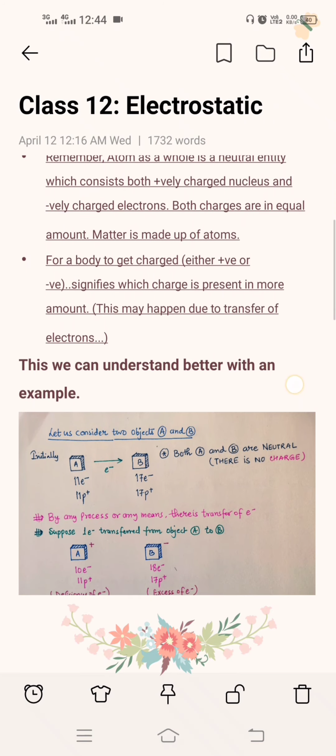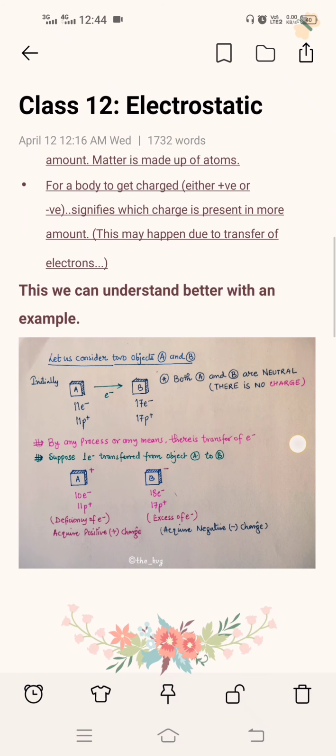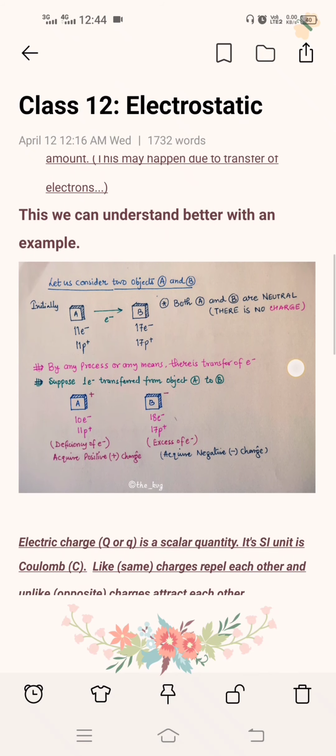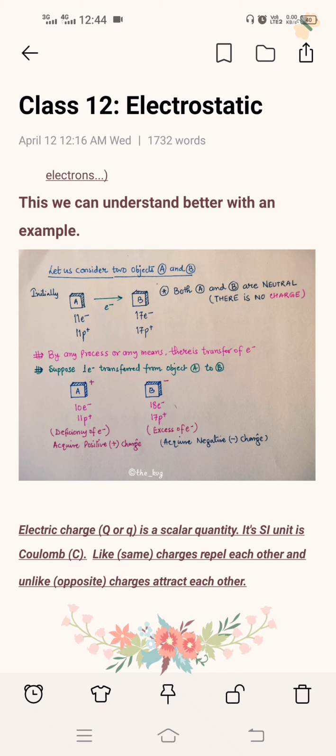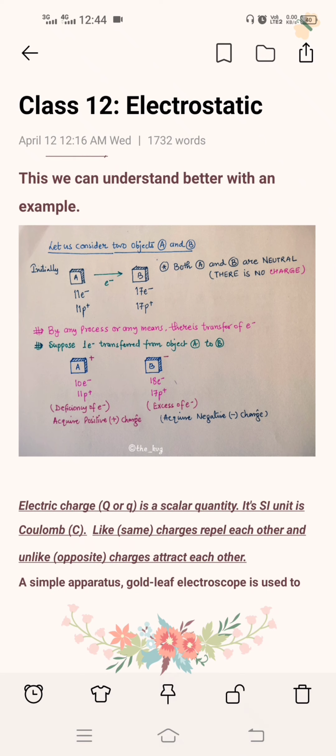Before that, we should remember charge is of two types, positive and negative. It is a scalar quantity. The SI unit is coulomb. And we also know that like charges repel each other and unlike charges attract each other. And if we want to detect the charge on a body, we use a simple apparatus known as a gold leaf electroscope. And now we will discuss the process of charging.